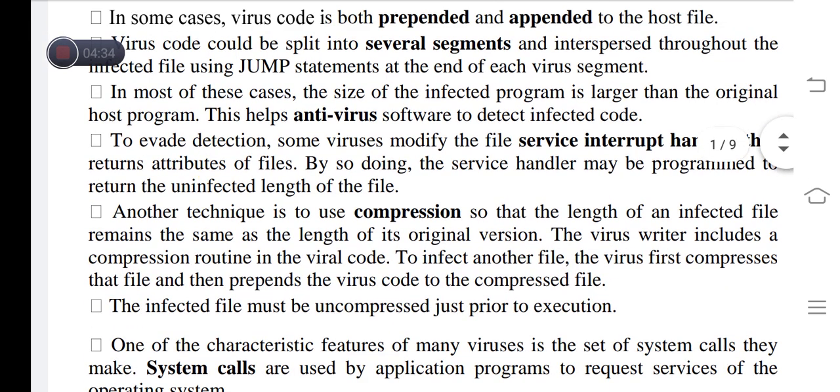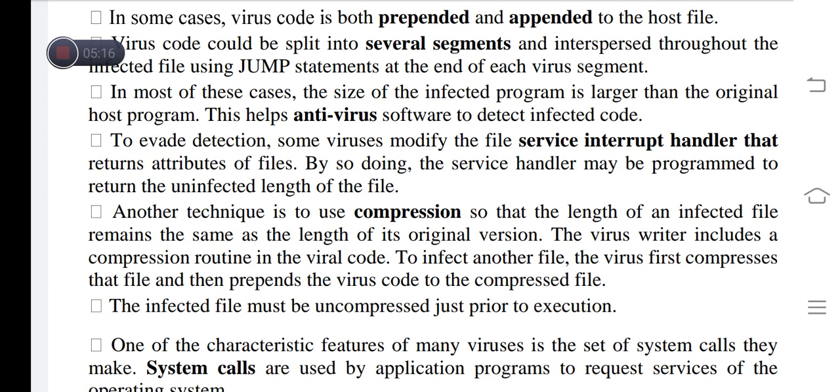Okay. So another technique is to use compression so that the length of an infected file remains the same as the length of its original version, by doing compression of the original file. Then the virus writer includes a compression routine in the viral code. Okay. So to infect another file, the virus first compresses the actual file and then prepends the virus code to the compressed file. The compression of the actual file takes place, then the virus code will be prepended. So at the time of execution, the infected file must be uncompressed.